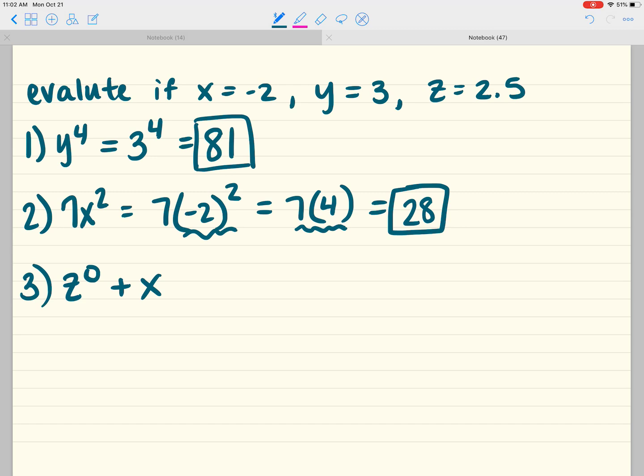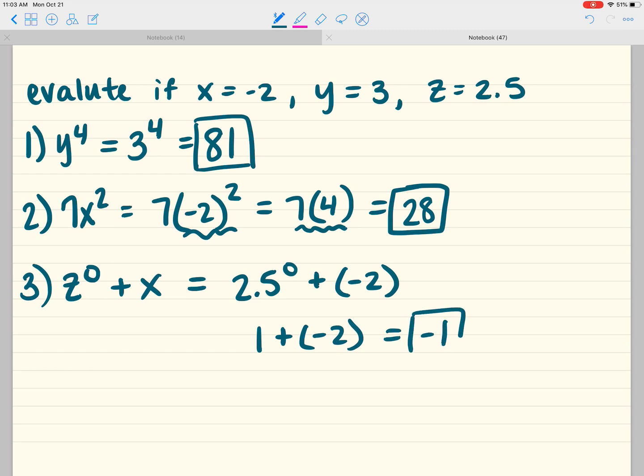Okay, Bailey, tell me what I get when I substitute for z and x here. Yep. You put in -2, 1. What am I plugging in for z? 2.5. So 2.5 to the 0 power plus what? Okay. Anything to the 0 power is what number? 1. So I have 1 plus -2. What is 1 plus -2? -1.